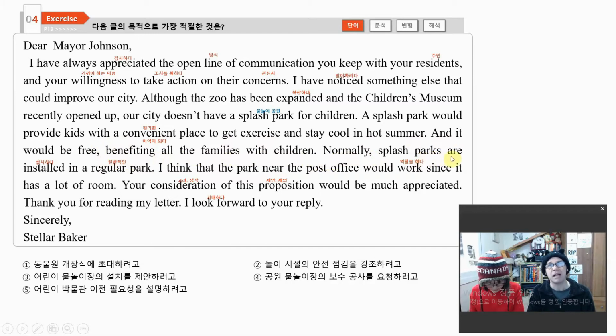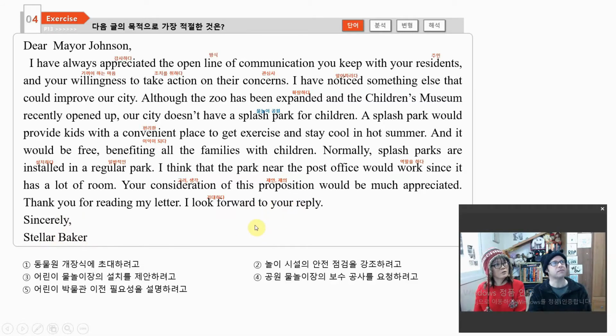Normally, splash parks are installed in a regular park. I think that the park near the post office would work since it has a lot of room. Your consideration of this proposition would be much appreciated. Thank you for reading my letter. I look forward to your reply. Sincerely, Stellar Baker.